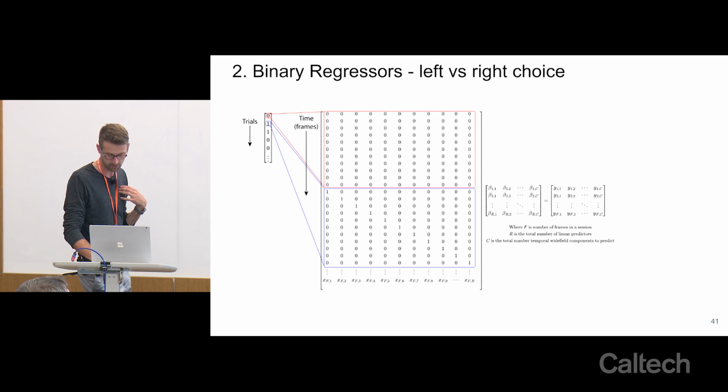Sorry, I'm losing my train of thought. It'll be the number of predictors by the number of things we are trying to predict.